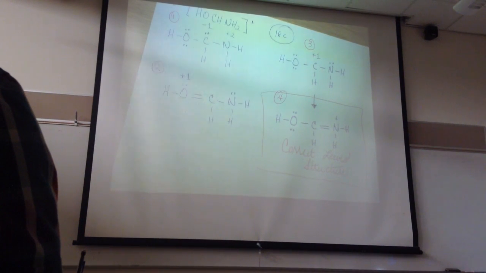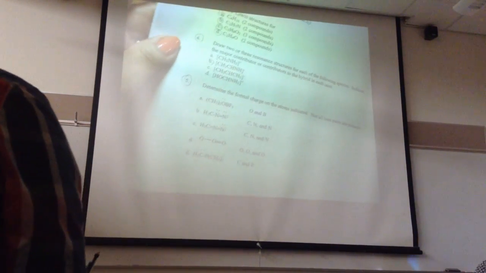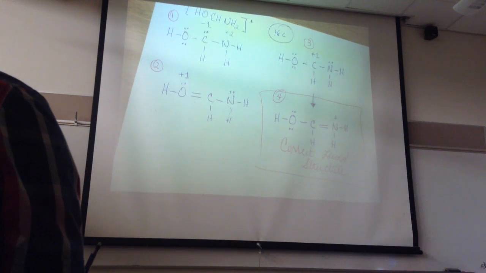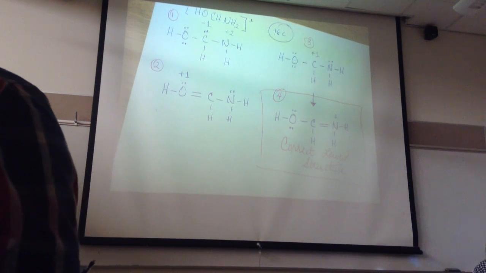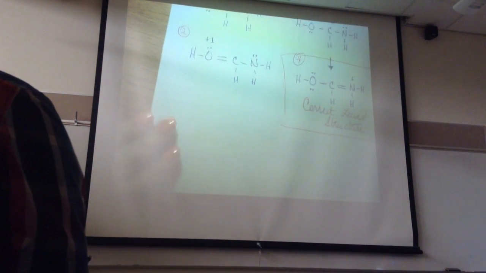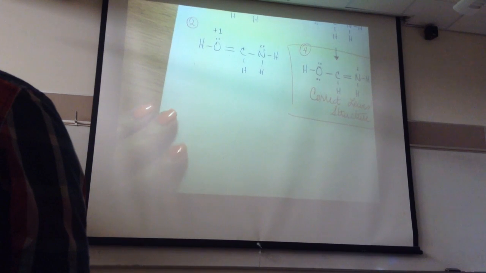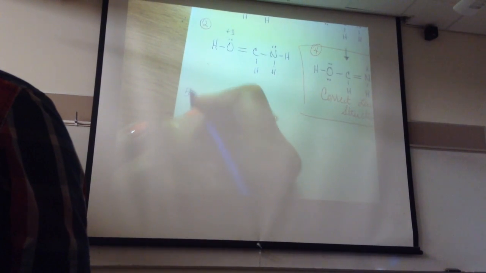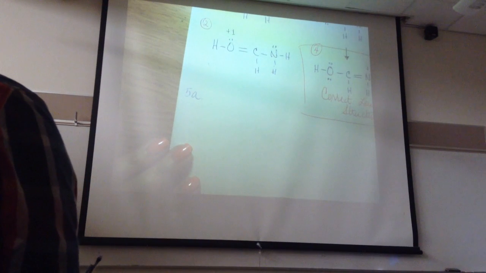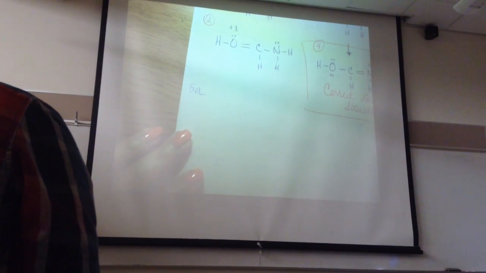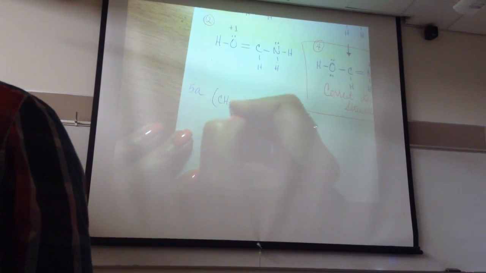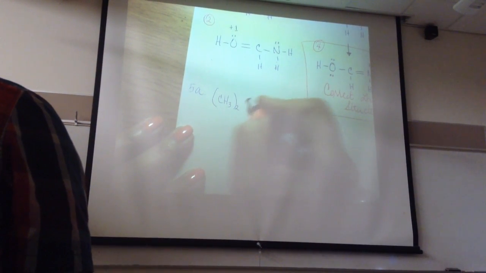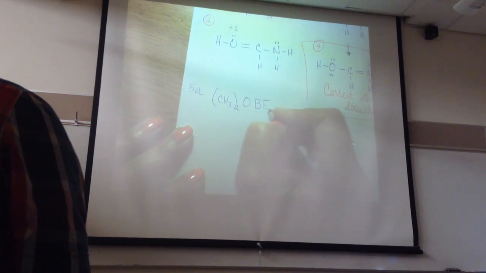All right, for this one, they want you to determine the formal charge. Let me just go ahead and draw. So they have it showing like this. We're moving to 5A, and in 5A they have this like so. CH3, 2O, BF3, like this.